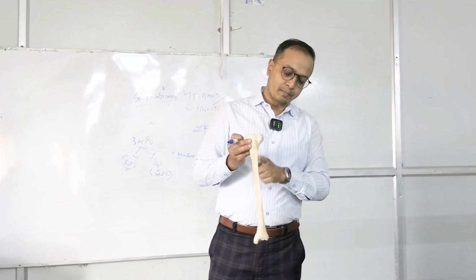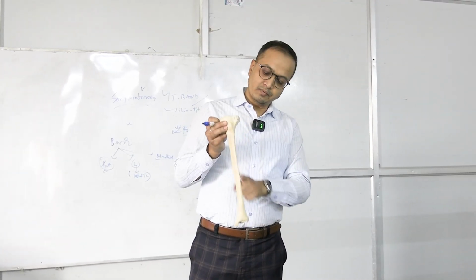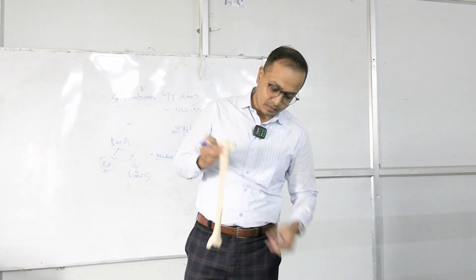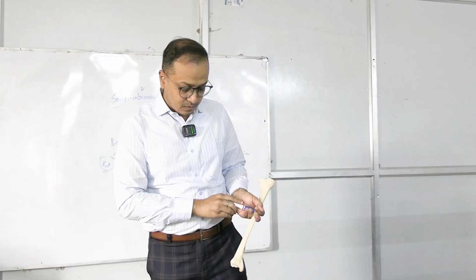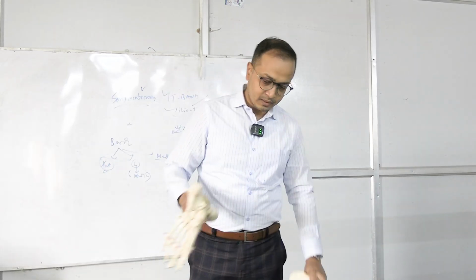And opposite to it, we have the interosseous border or interosseous surface, or lateral surface, which has the attachment of the fibula on that side.